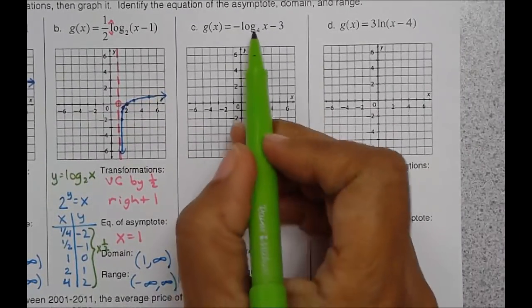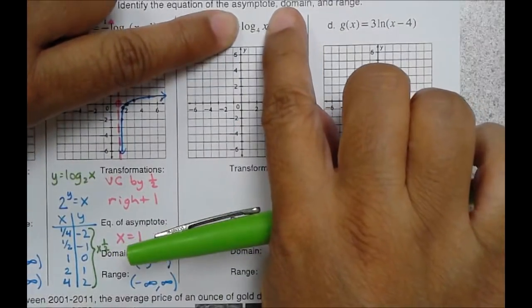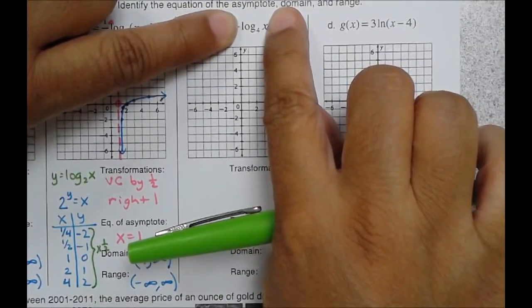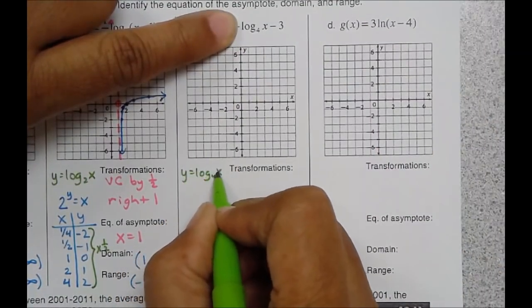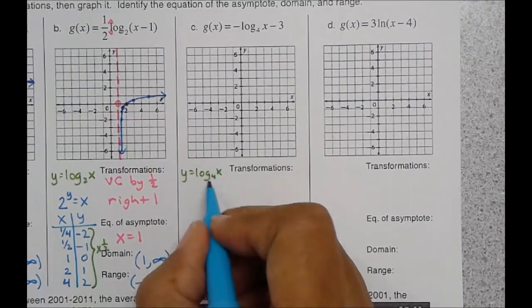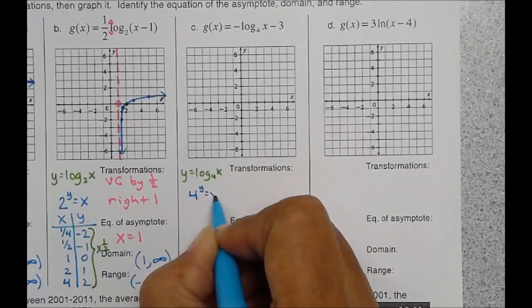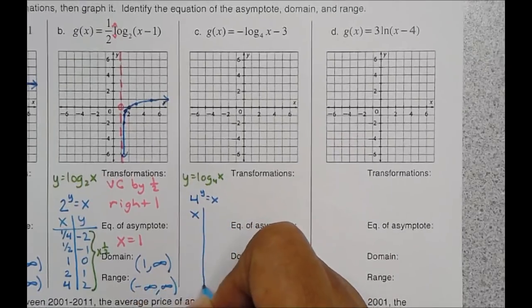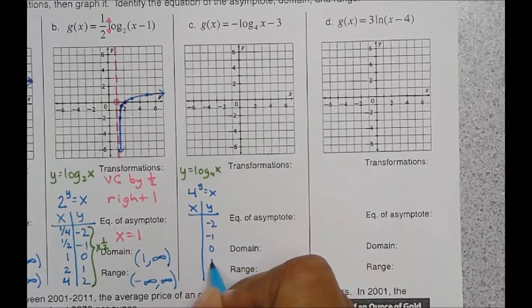So the parent function here, get rid of the a, get rid of the h and k, log base 4 of x. All right, let's write this in exponential form. So the base is 4. 4 to the y equals x. Make sure you write your -2 to 2 on the y side.